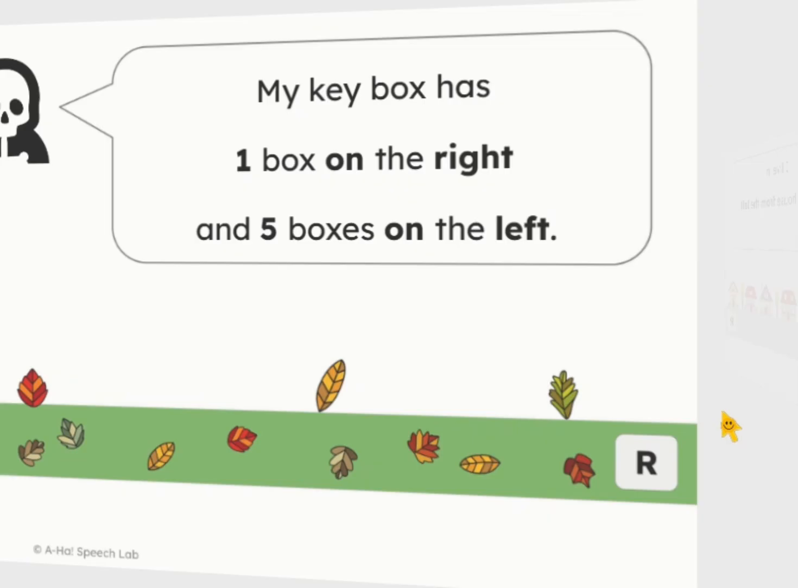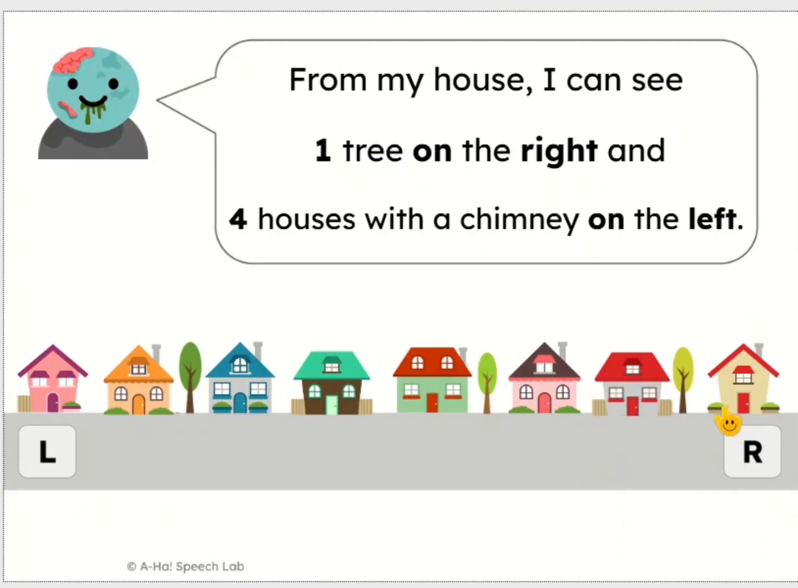What I mean by the complex one is, let's say this one. From my house, I can see one tree on the right and four houses with a chimney on the left. So it's not just the simple house situation. So one tree on the right. So only these two will have one tree on the right and four houses with chimney on the left. 1, 2, 3, 4. So it must be this house because if it's this house, where the zombie is, he can only see 1, 2, 3 houses with chimneys.